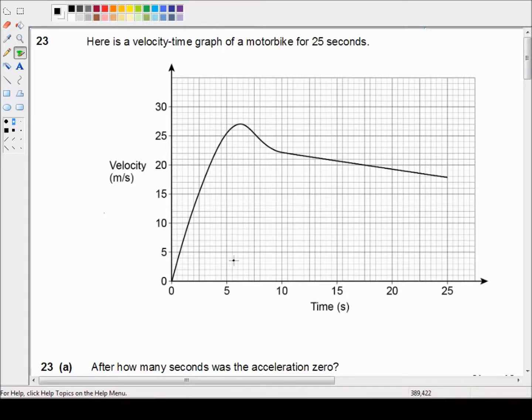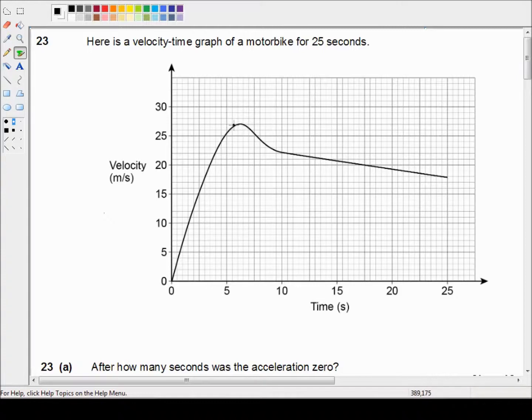Okay, now in order for velocity to go up, it must be having a positive acceleration. And for the velocity to go down, it needs a negative acceleration. And the thing that is bang slap in the middle of positive and negative is 0. So with zero acceleration, the velocity is staying exactly the same, so you've got a horizontal line.